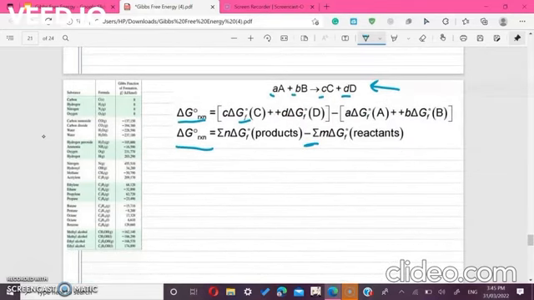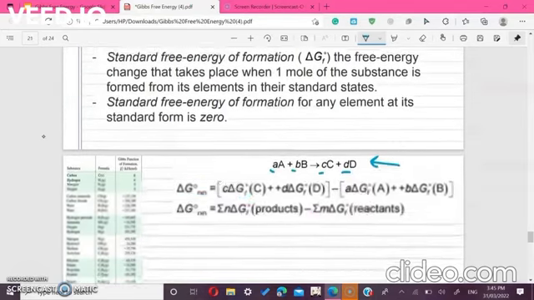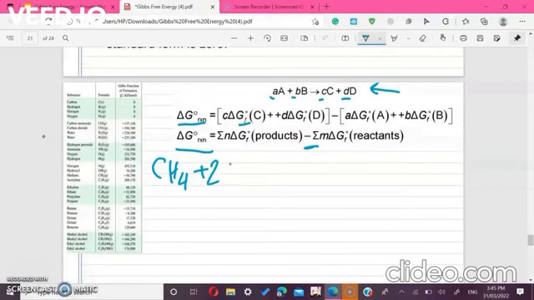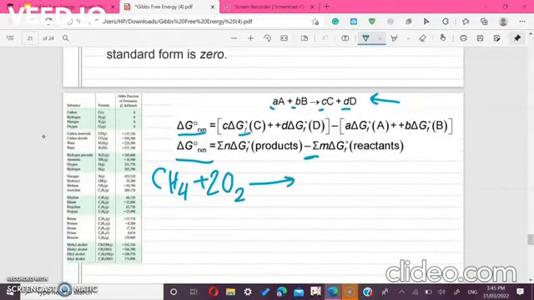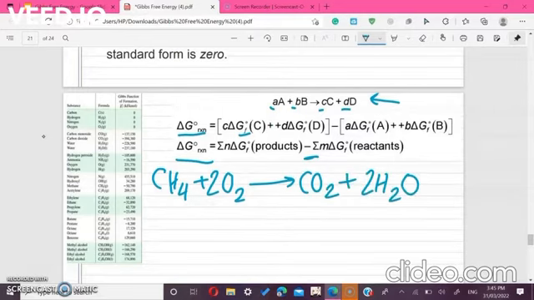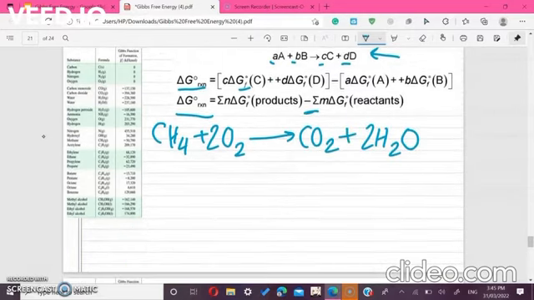The reaction is CH4 plus 2O2 will give us CO2 plus 2H2O. We need to find the delta G formation for each one of the reactants and products.